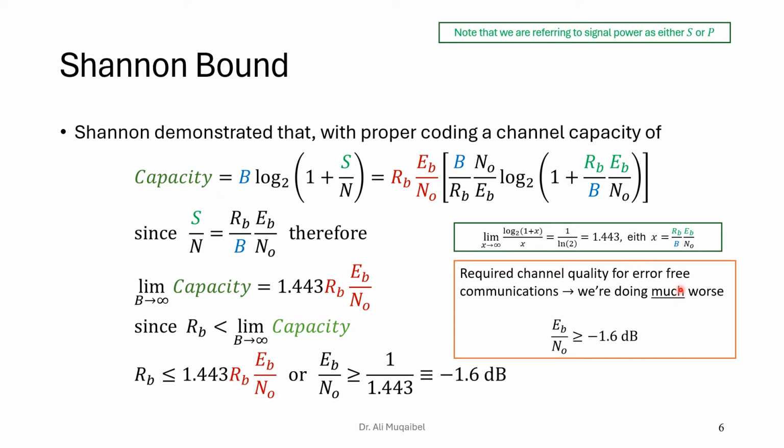But of course, we are doing much worse than this. We are not up to this limit. We cannot communicate at this limit currently. We are getting closer, so we need to find a solution. And the solution would be through the utilization of coding.